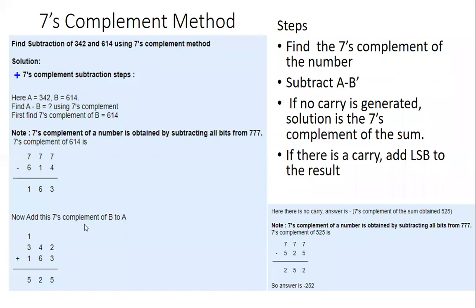If there is a carry, what happens? If there is a carry, then the carry will be added to the LSB over here. We don't have a carry, so we have to take the 7's complement of whatever we get over here, and that will be the solution with the minus sign. The same thing was adopted for 1's complement. This step is the same step as 1's complement negative. So it's the same thing. We'll go to the next one.